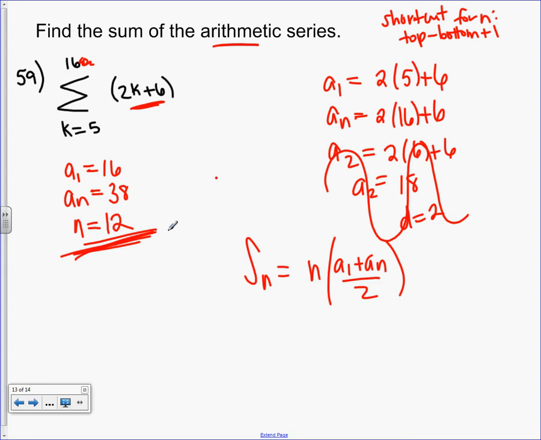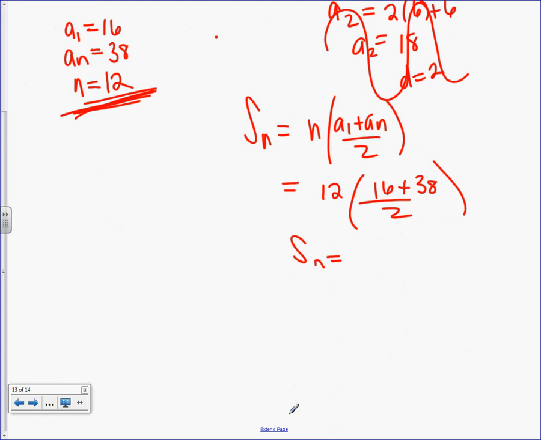Okay? So plug in what you know. So n is 12, a1 is 16, a sub n is 38, all over 2. What do you get? Take your time, punch it in, make sure you get it right.